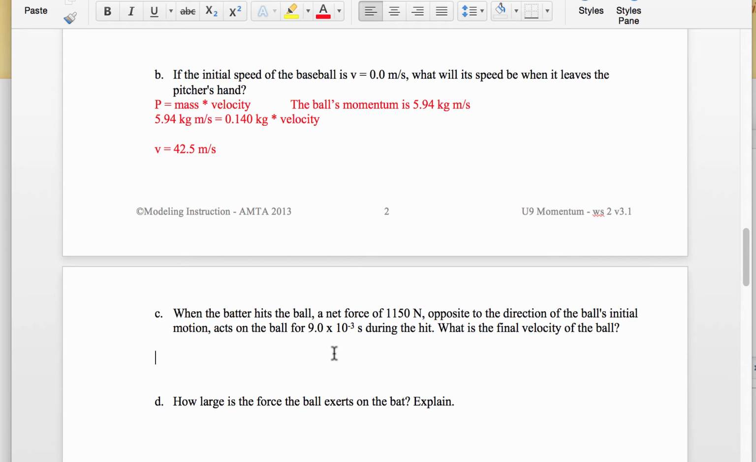Okay, when the batter hits the ball, a net force of 1,150 newtons opposite to the direction, that's going to be important, of the ball's initial motion, acts on the ball for 9 times 10 to the negative 3 seconds, so 9 thousandths of a second. What is the final velocity of the ball? Well, what are we given? We're given a force and a time. What can we do with that? We can find impulse. We can find the change in momentum.